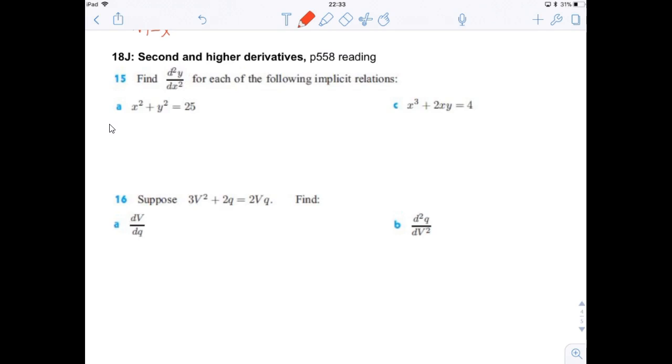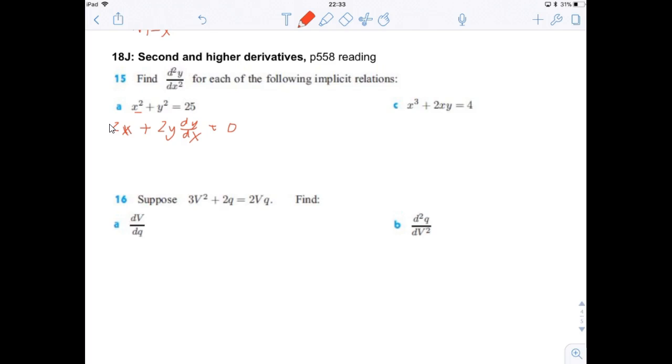So let's see. First, we'll take the derivative of x squared. It'll be 2x, since it's with respect to x, no need for chain rule. Then we do the same thing with y squared. We get 2y, but then we do the chain rule on y, so it's dy dx. And then the derivative of 25 is just 0. So that would be the first derivative. And then to take the second derivative, we just repeat the process.